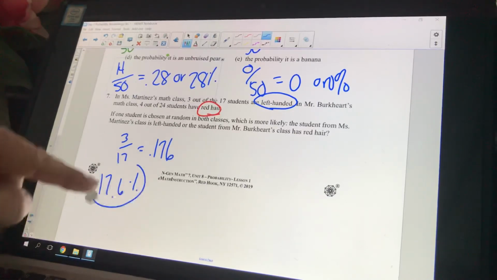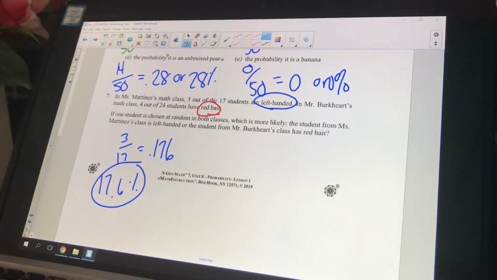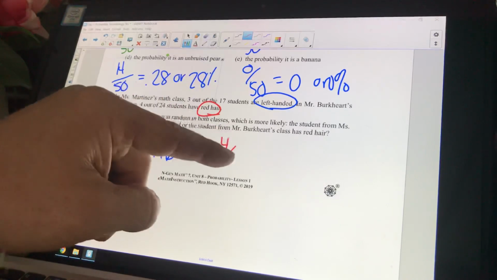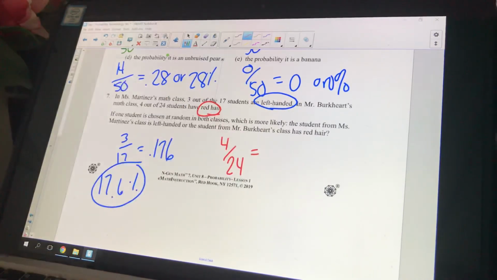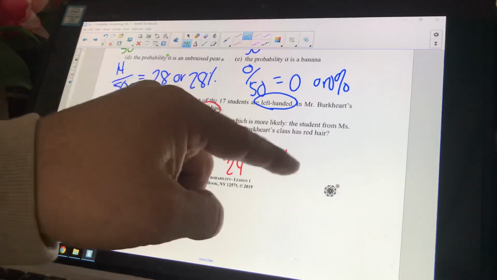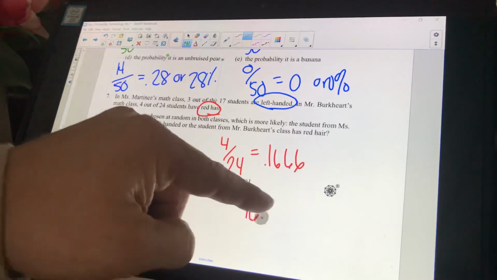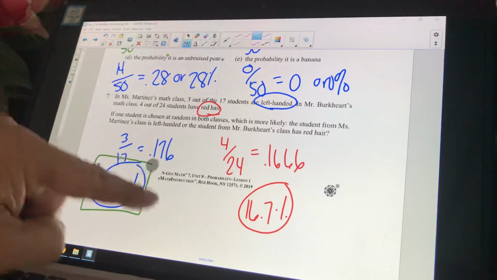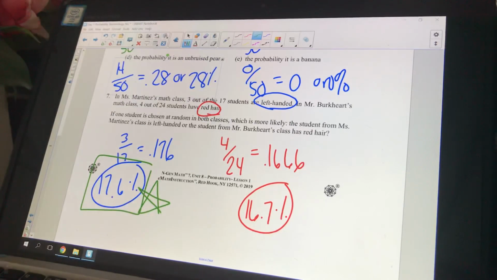Okay, so not very likely and not a really good chance. What about getting somebody that has red hair? Let's go to red. Okay, Burkhart, 4 out of 24. 4 divided by 24 is 0.1666 repeating, or about 16.7% would have red hair. So it's more likely to get a person in Ms. Martinez's class that is left-handed than to get somebody in Mr. Burkhart's class that has red hair.